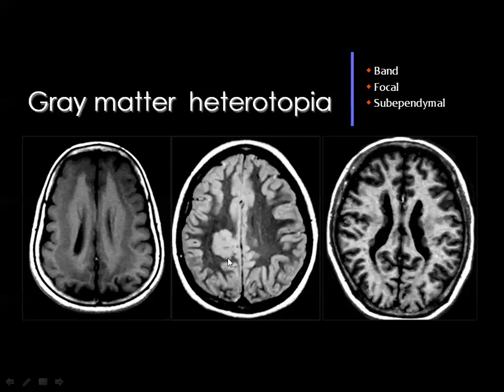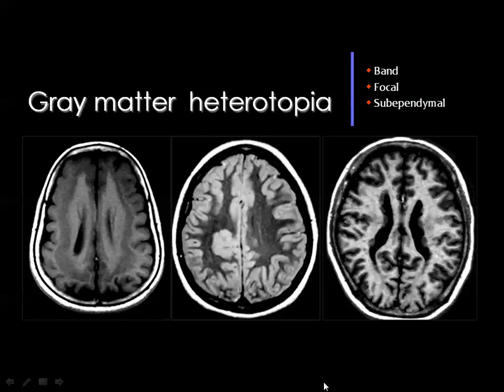The second type is known as focal heterotopia, a group of cells forming a focal or mass-like lesion that stops the migration within the white matter, and they form a focal mass within the white matter. This focal mass will show exactly the same signal as the cortex in the T1 and in the T2. They are normal brain tissue and they do not enhance with contrast material.